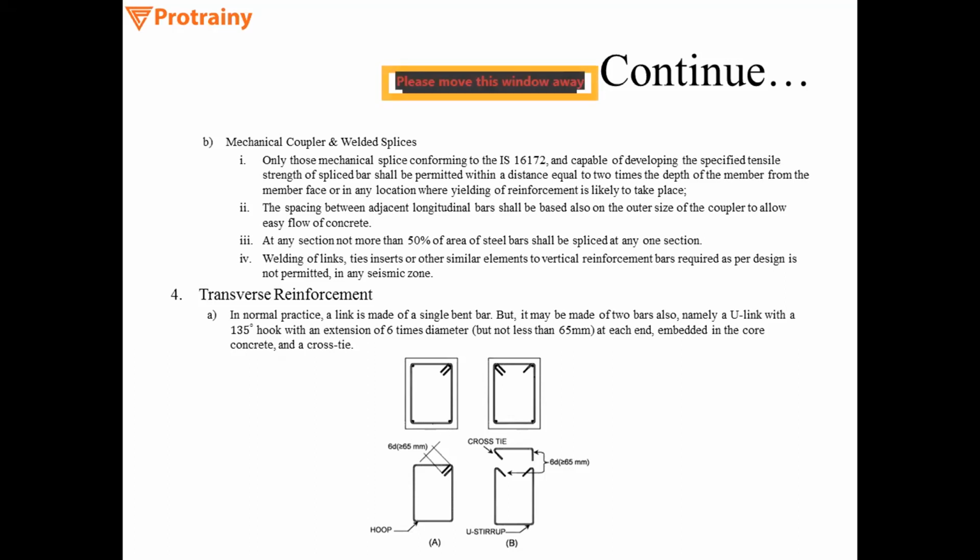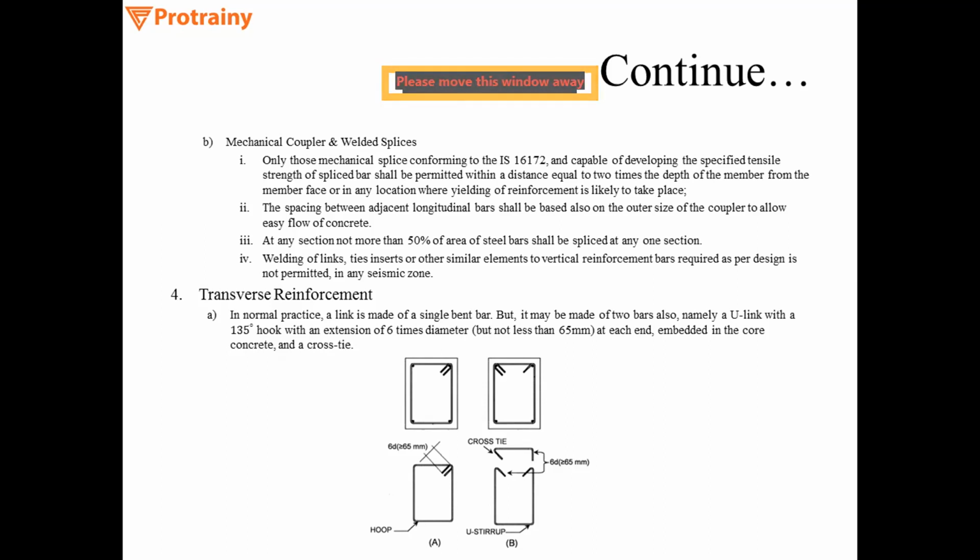So another point is welding of links, ties, inserts, or other similar elements to vertical reinforcement bars required as per the design is not permitted in the seismic zone. Like in seismic zones 3, 4, and 5, welding of links and ties is not permitted, because links and ties are the crucial element to bind the longitudinal reinforcement and show better behavior while resisting shear force.